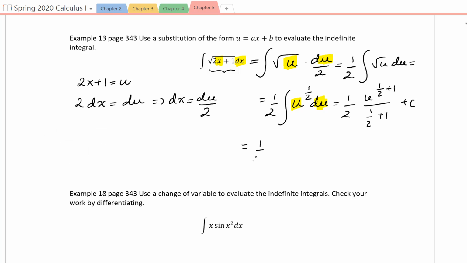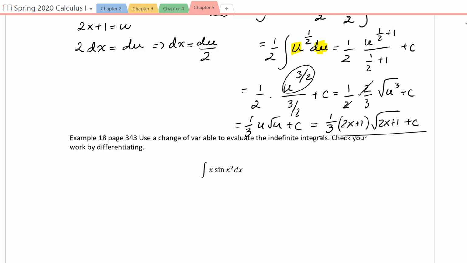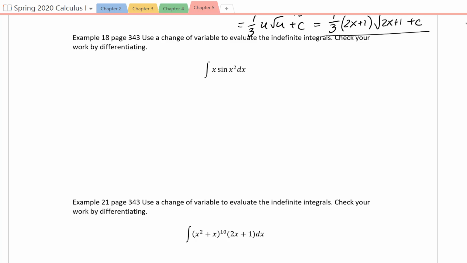So we get 1 over 2 times u to the 3 over 2 over 3 over 2, plus c. So we do the math, and times 2 over 3, u to the 3 over 2 is square root of u to the third. These two cancel, so it's 1 over 3 u square root of u plus c. And don't forget your original problem was in x, so it's 1 over 3 times 2x plus 1 times square root of 2x plus 1, plus c. Final answer.